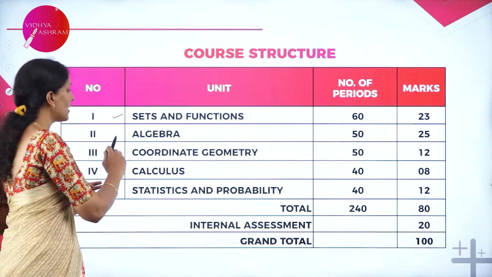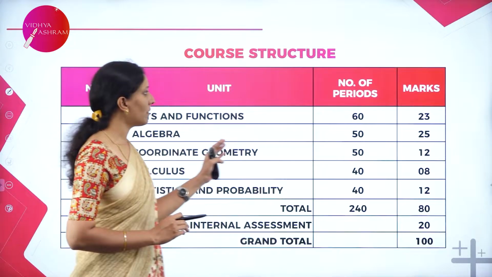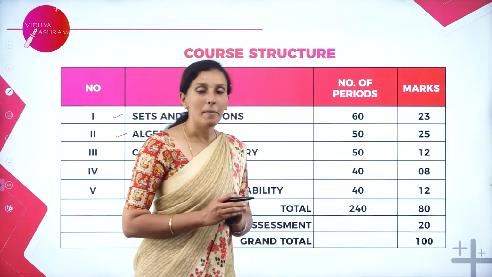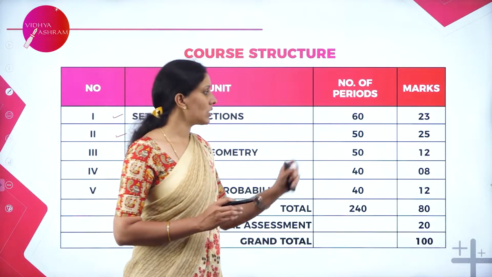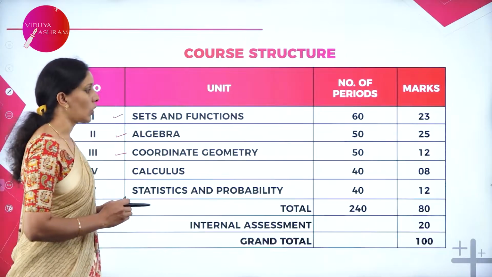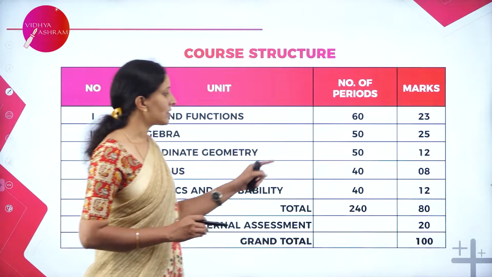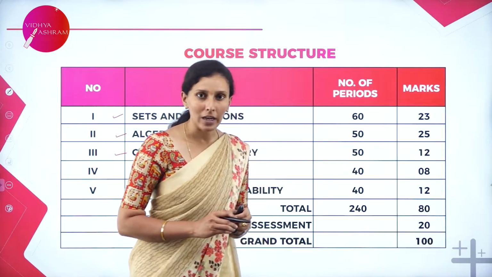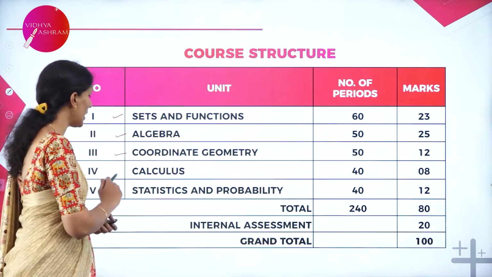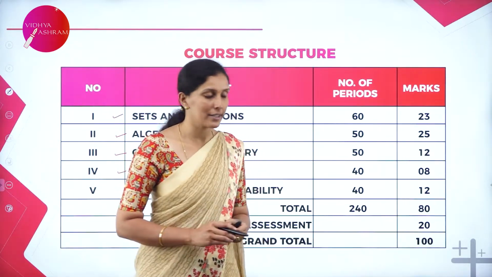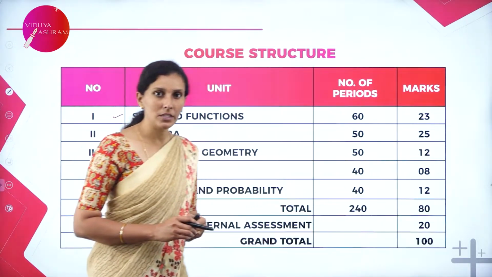The second unit is algebra. So algebra needs 50 periods, and the marks you can expect from this unit is 25 marks. And the third unit is coordinate geometry. It needs around 50 periods, and 12 marks you can expect from coordinate geometry. Calculus needs around 40 periods and you can expect 8 marks from this unit.